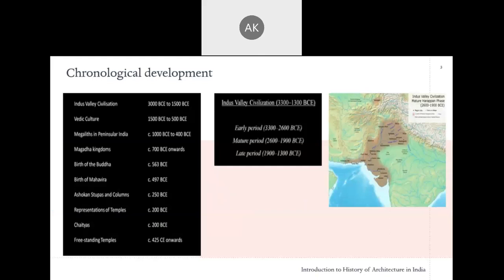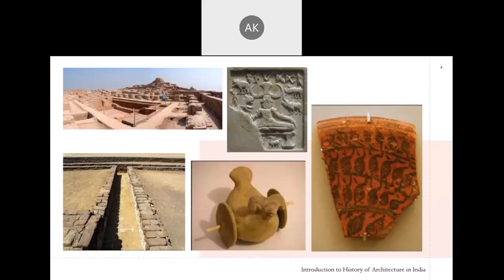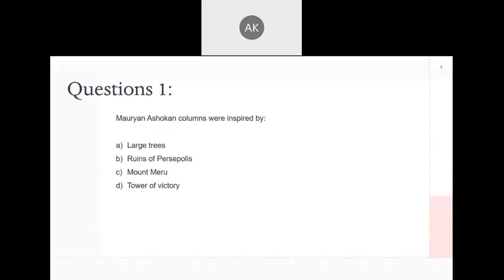Discussion on the Indus Valley civilization was there in the first week lectures. There were three phases in the Indus Valley civilization: the early period, the mature period, and the late period. This is the map showing the locations where the Indus Valley civilization flourished. These are a few pictures from the Indus Valley settlements: some seals, the proper drainage pattern, the brick architecture, the gridiron pattern, the toys and the potteries. Then we dealt with the questions and answers.